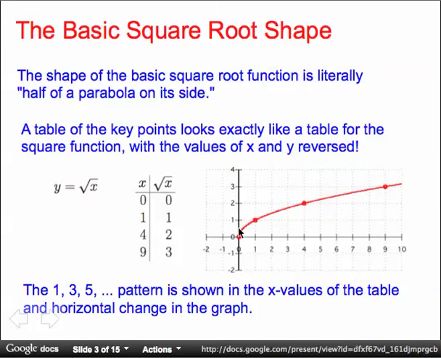And so every time we go up 1, we go right 1, then up 1, right 3, and then up 1 and right 5. So there's a basic square root shape, vertical at the beginning, then gently curving through these 4 significant dots.